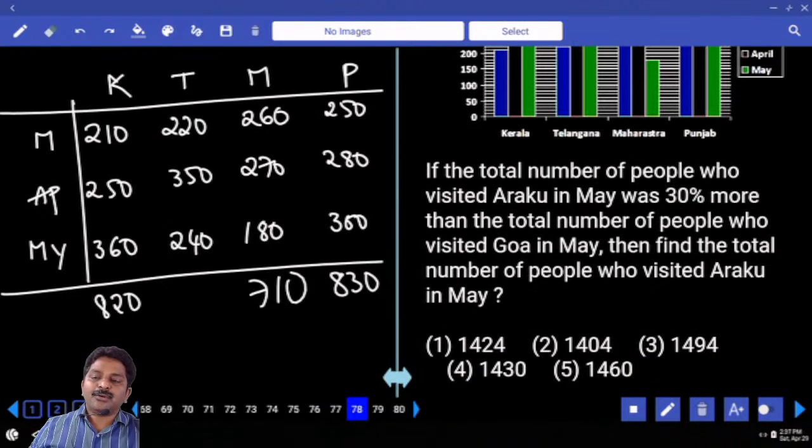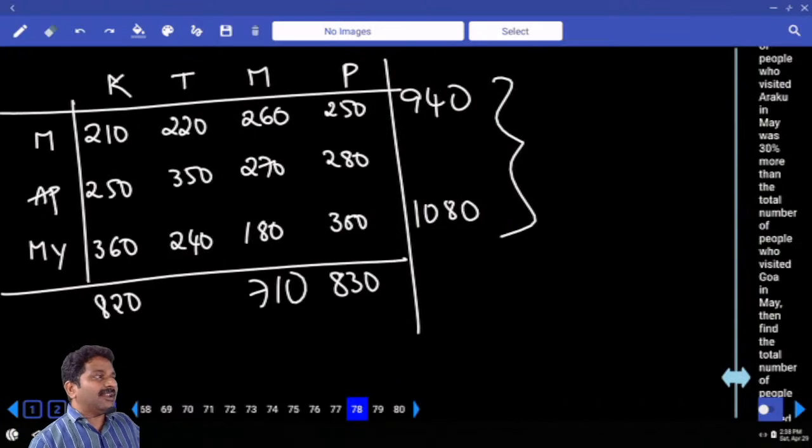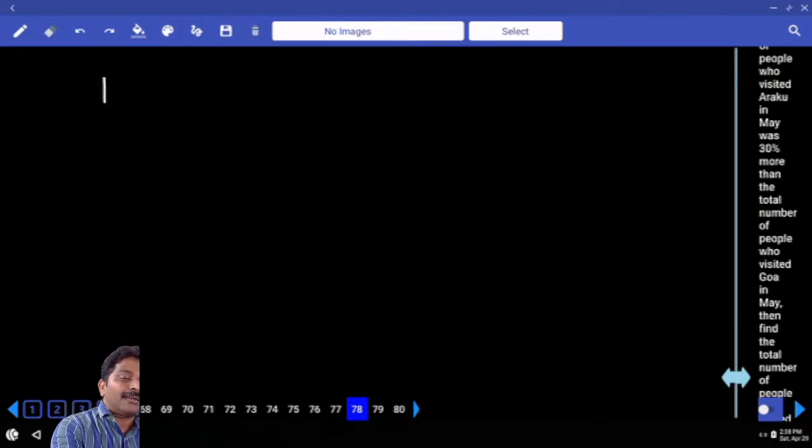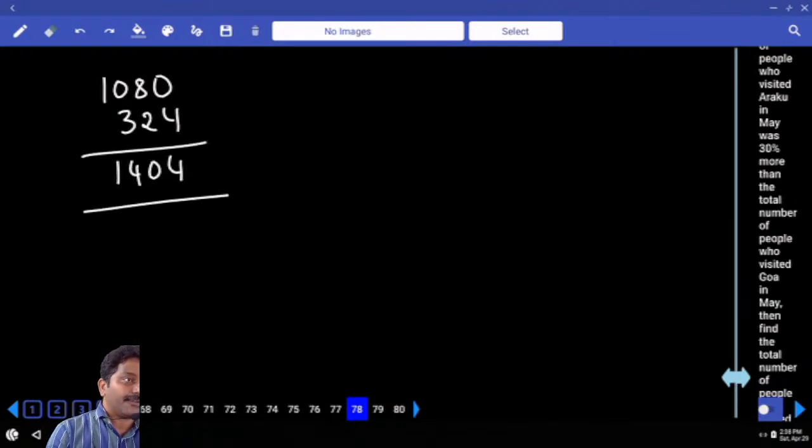If the total number of people who visited Araku in May was 30% more than the total number of people who visited Goa in May, then find the total number of people who visited Araku in the month of May. In Goa, already for some other question we calculated the total who visited in the month of May. And this is for Goa, right? But for Araku, they said it increased by 30%. 10% times 3 will give you 30%, or not? How much is that? 3, 2, 4. Answer: 1404.